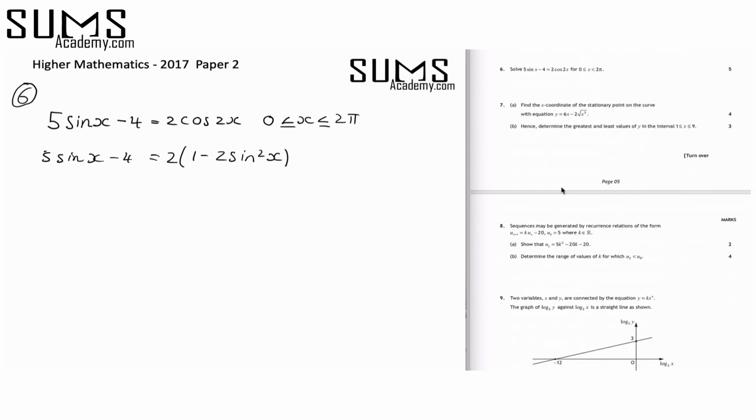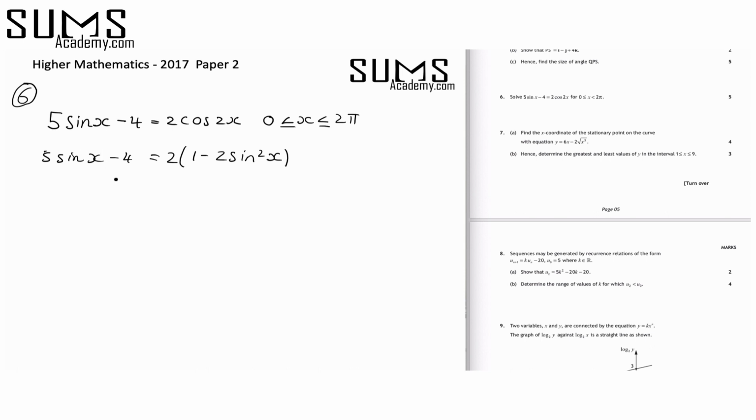Okay, back to the question. So now that you've done that, you can start to simplify this. So this then just becomes 2 minus 4 sine squared x equal to 5 sine x minus 4. Then you bring this all over to one side, so this becomes 4 sine squared x plus 5 sine x minus 4, 2 over becomes minus 6 equals 0.